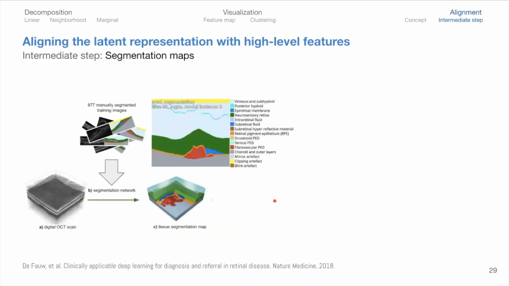One is task prediction, the other is the concept prediction. And another way, instead of using the concept label as the intermediate step, another way is to use the semantic segmentation maps as an intermediate step.